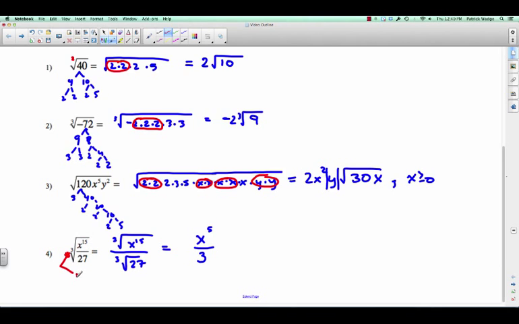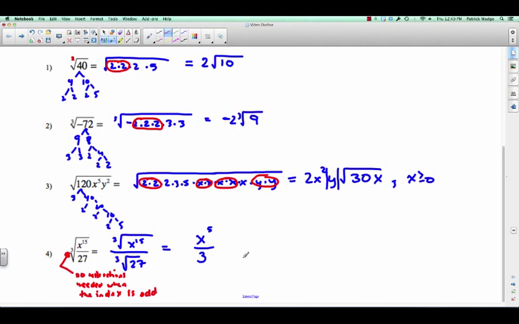So I'm going to put no restrictions needed when the index is odd.